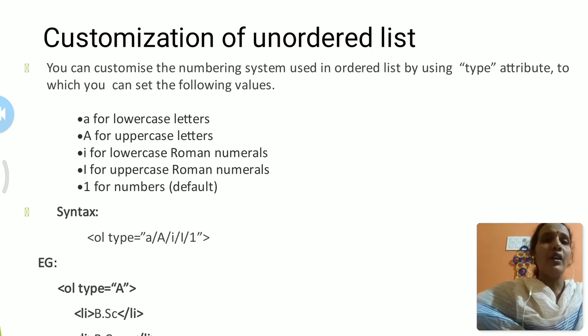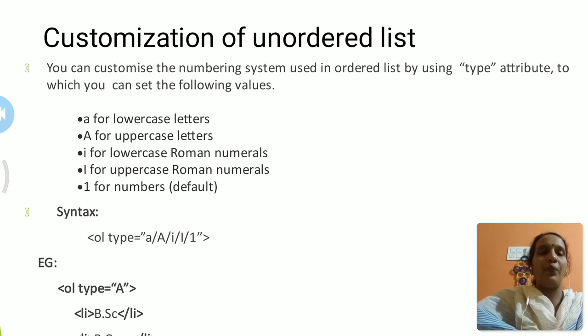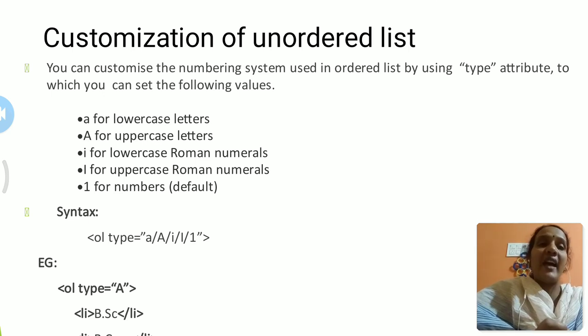Okay. You see the syntax: ordered list, type equals small a, capital A, like that. It means you need to give the first character of that sequence. When you give the first character of that sequence, the remaining list items follow the same sequence. For each and every list item, you need not give whatever sequence you want to follow. In the ordered list or unordered list, in the opening tag, you give that syntax. You need to give the first character of that sequence. The remaining list items will follow the same sequence.